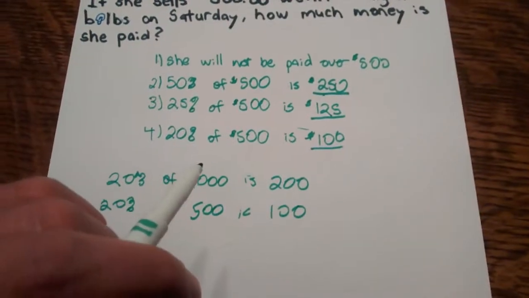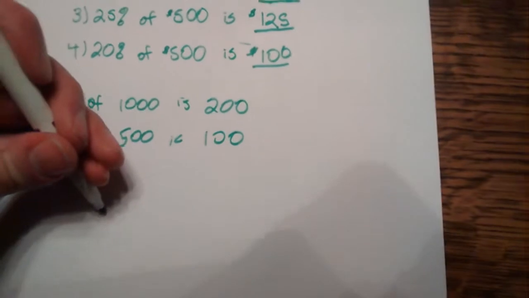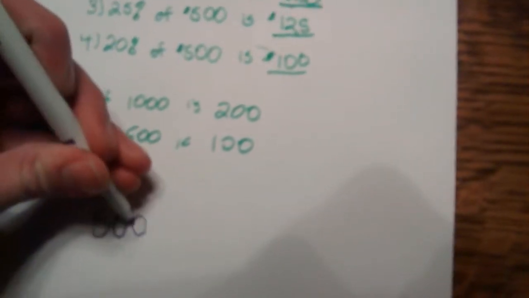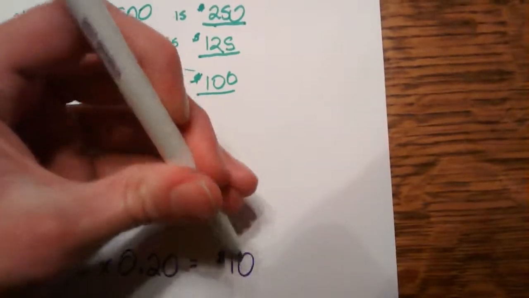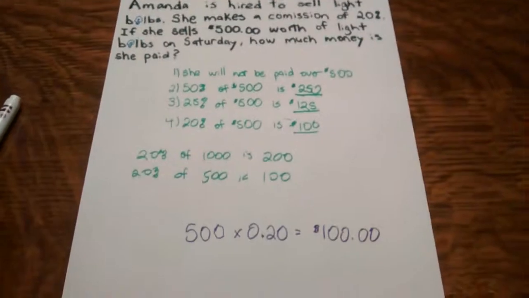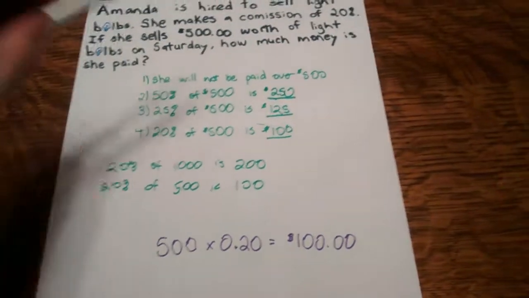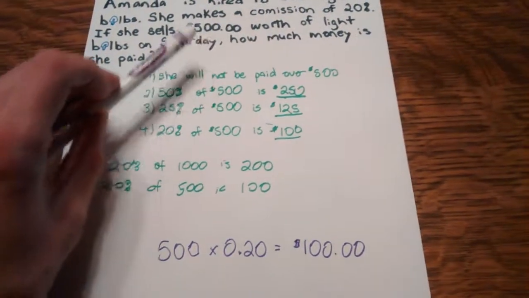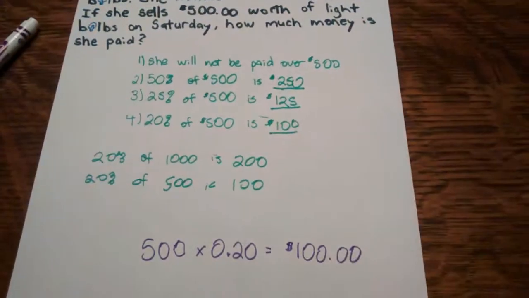Now I didn't even need a calculator, but it's always good to check your work. And on my calculator, I would do 500, since we have the whole, times my decimal, which is 0.20, equals, sure enough, $100. So Amanda would get paid $100 if she made $500 and was paid a commission of 20%.